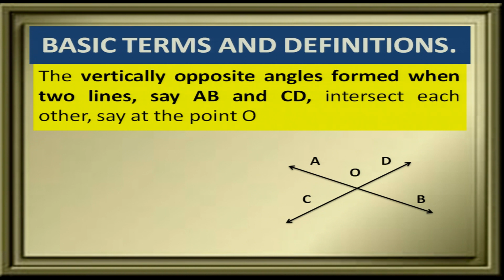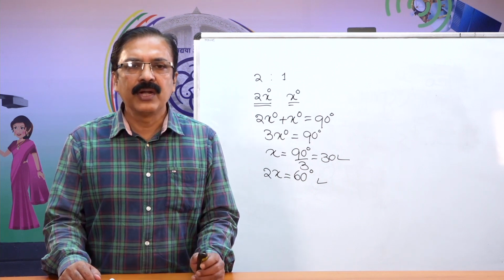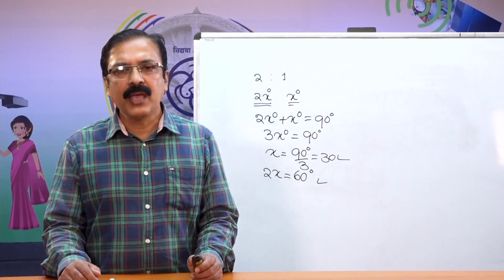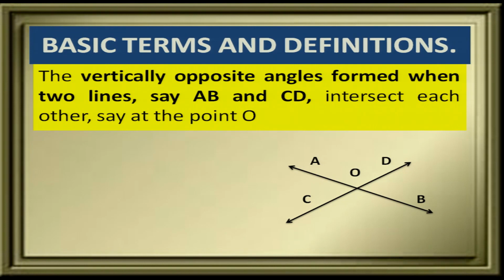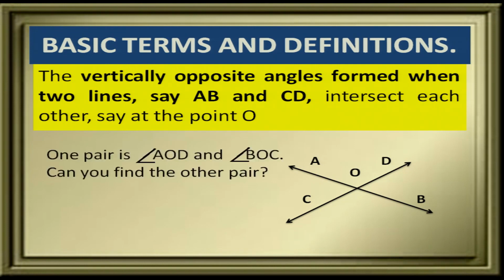If two lines intersect each other, we have four angles, the vertically opposite angles. Vertically opposite angles are formed when two lines AB and CD intersect each other, say at a point O. In this case, we have a pair of vertically opposite angles, AOD and BOC. Can you find the other pair? The other pair is angle AOC and angle BOD.